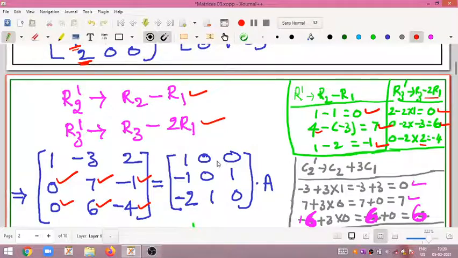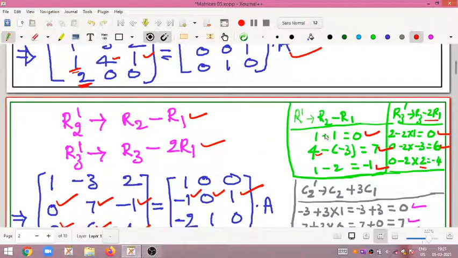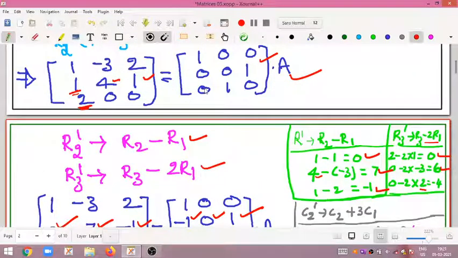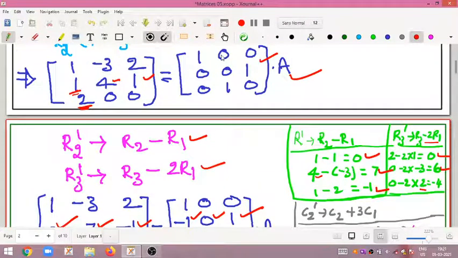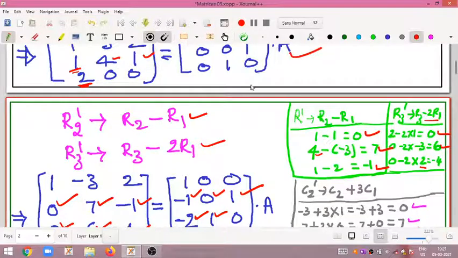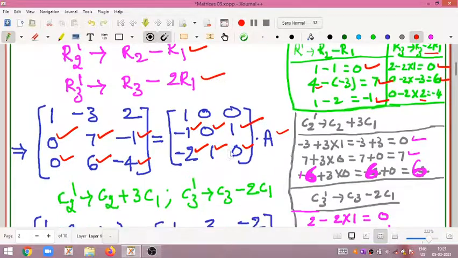The same operation you do here also. See here, the first row write as 1 0 0. Again for R2 - R1: 0 - 1 = -1, 0 - 0 = 0, 1 - 0 = 1. Then R3' = R3 - 2R1: 0 - 2 into 1 is -2, so -2 right here. 1 - 0 = 1, I wrote here. Again 0 - 0 = 0, I wrote here. Like this way we do the operations.